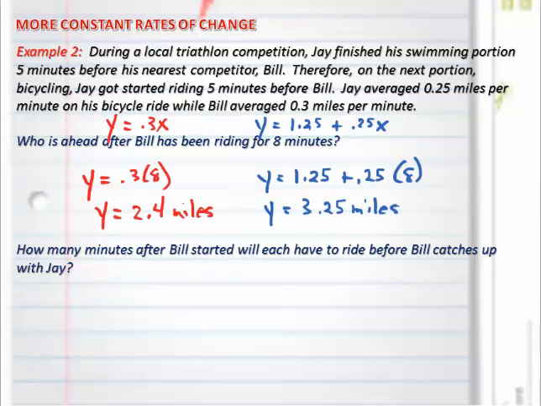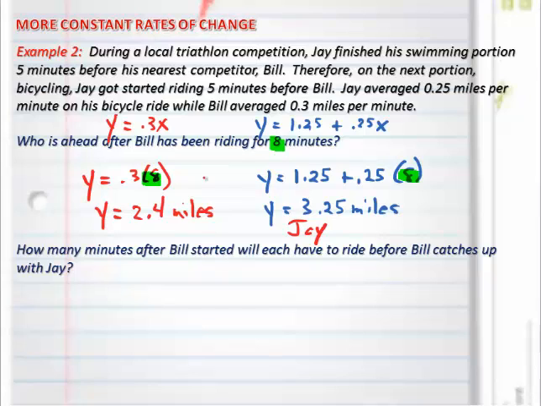Okay, if you substitute the 8 into each equation for x, you'll see that Bill has ridden 2.4 miles and Jay has ridden 3.25. So Jay is still ahead after 8 minutes. So we would say that Jay is ahead after those 8 minutes. Now, remember, to find out when they're going to be the same distance or when Bill catches up with Jay, set each of the equations equal to each other and then solve for the variable.